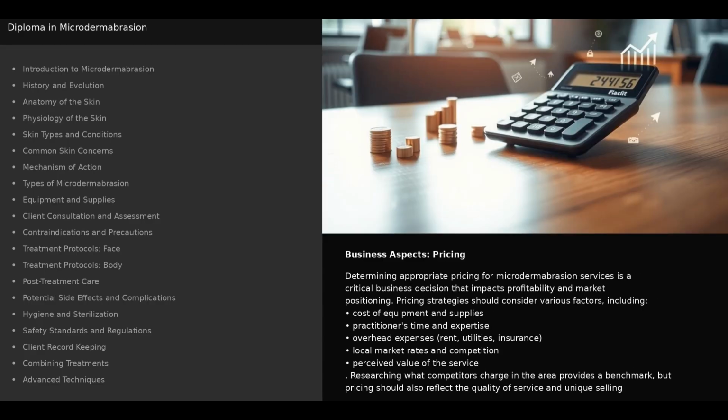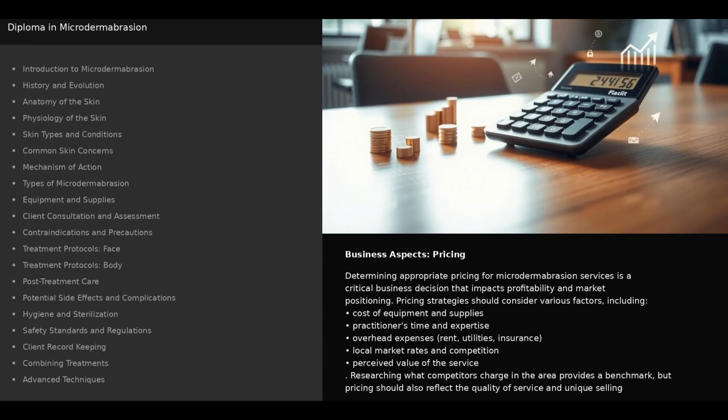Business aspects. Pricing. Determining appropriate pricing for microdermabrasion services is a critical business decision that impacts profitability and market positioning. Pricing strategies should consider various factors, including cost of equipment and supplies, practitioners' time and expertise, overhead expenses, rent, utilities, insurance, local market rates and competition, perceived value of the service.